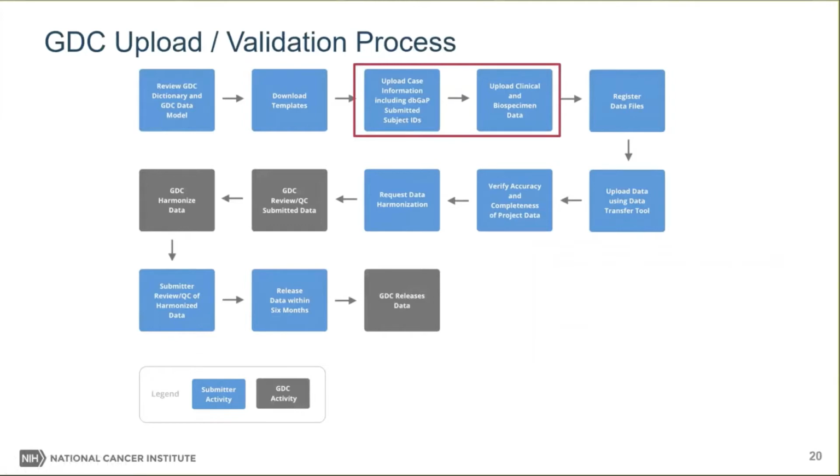So the next step is to upload the case information, and these are the dbGaP submitted subject IDs. So the case submitter ID field will need to match the dbGaP subject ID that is registered there. And then when the cases are done, biospecimen and clinical data can be uploaded.